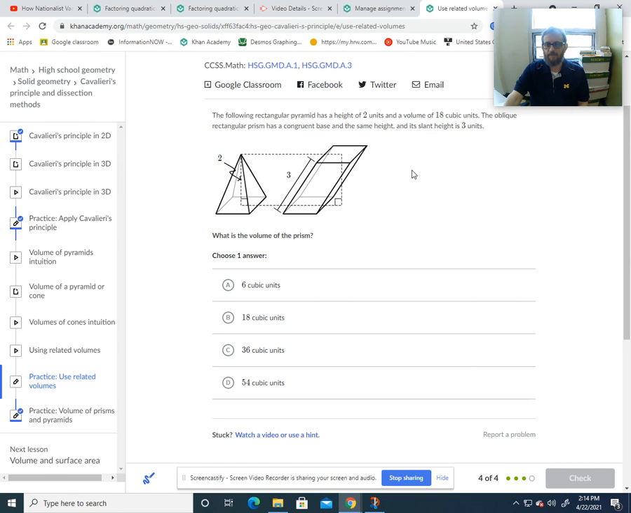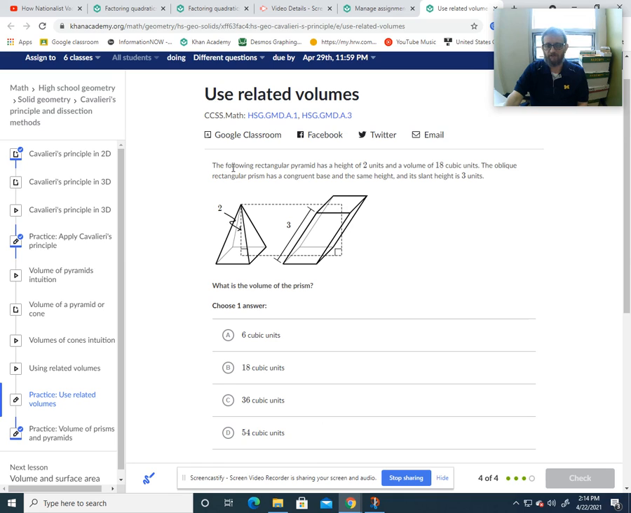All right, last one. This is going to be that same idea again. By the way, that last one was fairly difficult. The following rectangular pyramid has a height of 2 units and a volume of 18 cubic units. The oblique rectangular prism has the same base and the same height. Well, if it has the same base and the same height, you took 1/3 of this to get this. So if they're related, you took 1/3 of the prism to get the pyramid. So if this is 18, you have to multiply it by 3, 54.